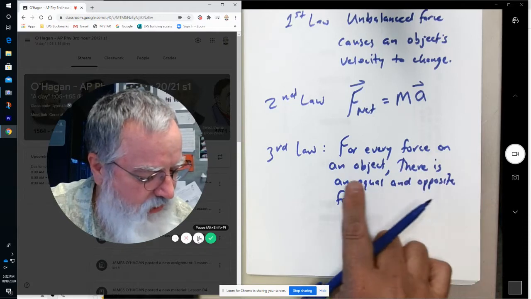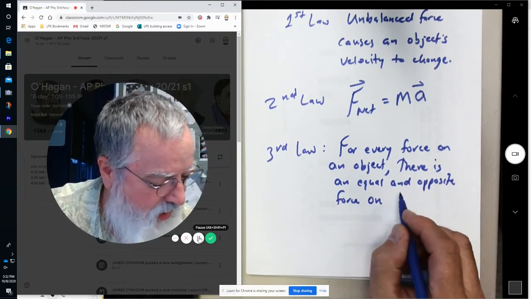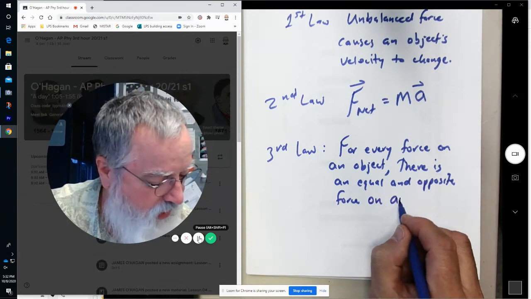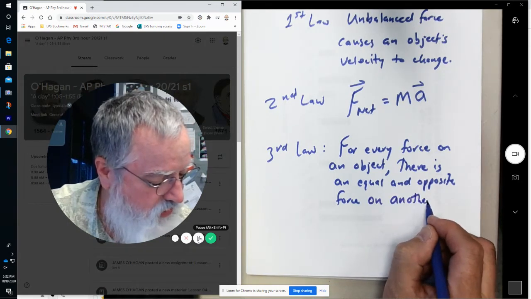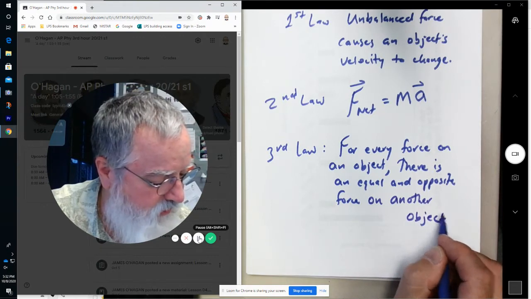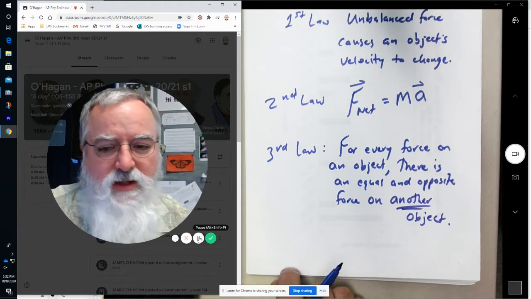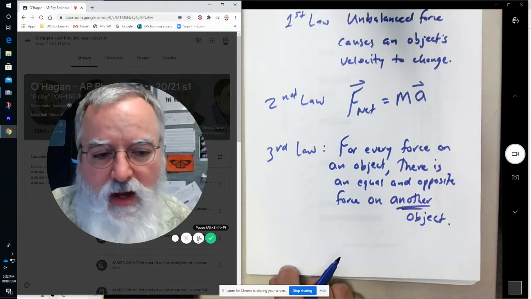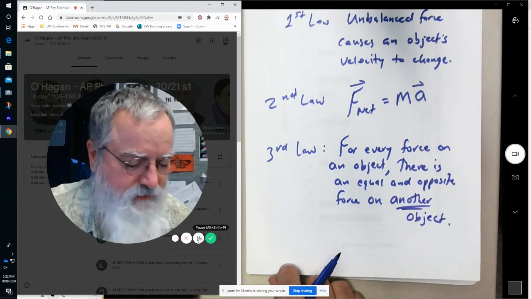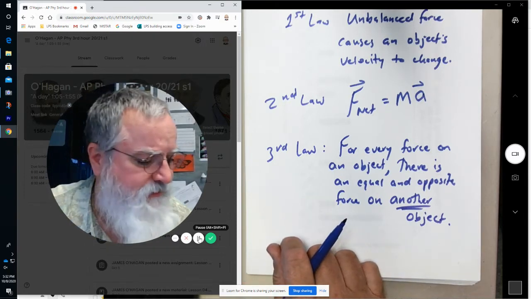All right. For every force on an object, there's an equal and opposite force on another, A-N-O-T-H-E-R, object, O-B-J-E-C-T. It's the idea here. For every force on an object, there's an equal and opposite force on another object. I push on you with 5 newtons, you push back on me with 5 newtons.